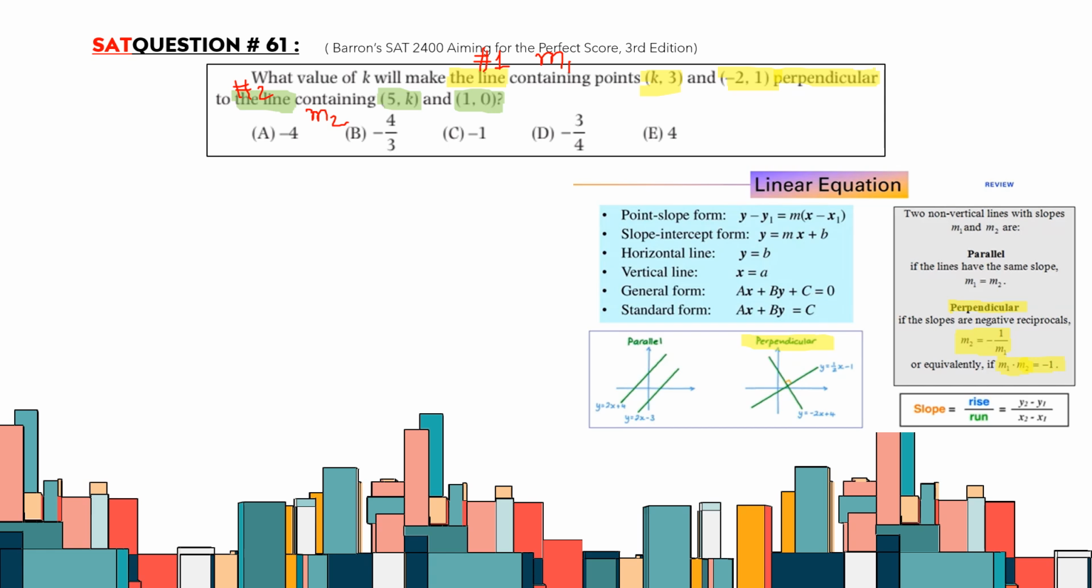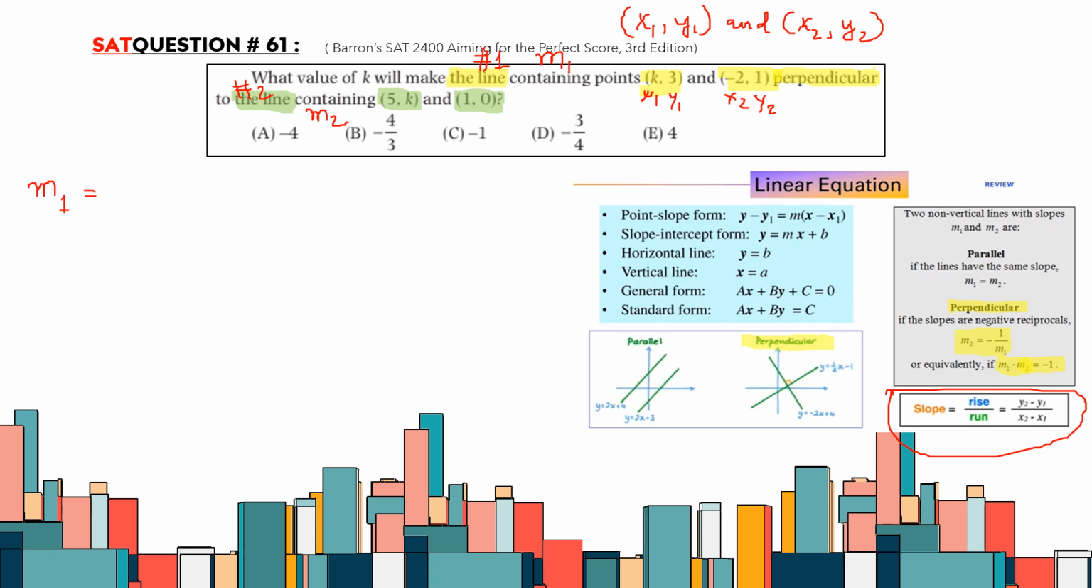And how do we find the slope? This is the formula of the slope. So we have to find m1, the slope of line number 1. What is y sub 2 and y sub 1? We have 2 points: x sub 1, y sub 1 is one point, and x sub 2, y sub 2 is the second point of the line. In this case, our x1 is k, y1 is 3, x2 is -2, y2 is 1.